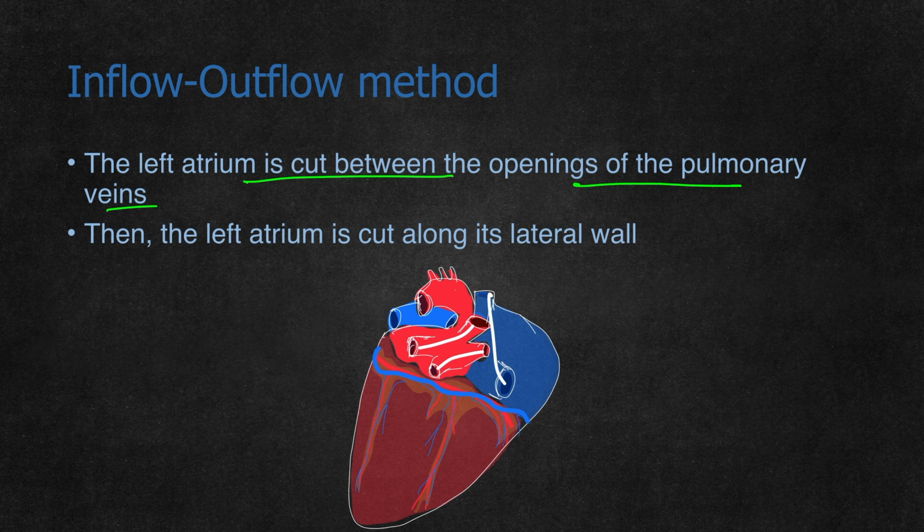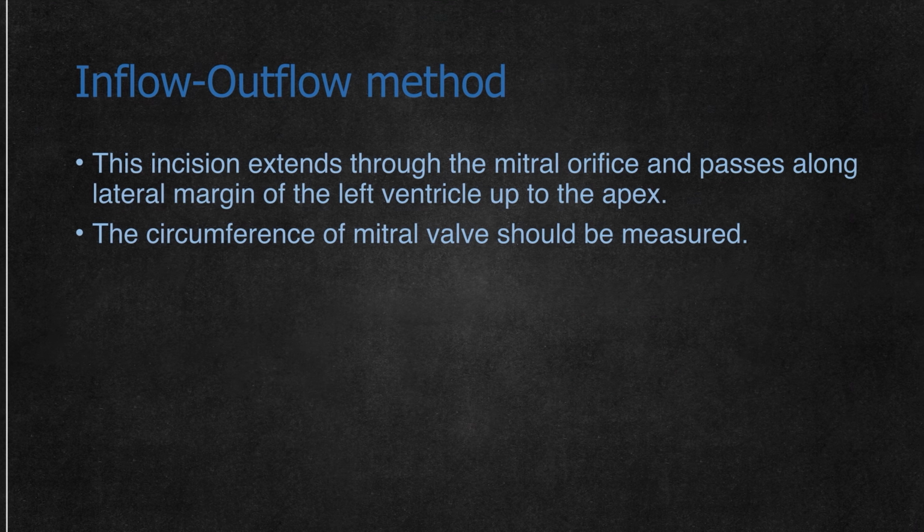After the third incision, the left atrium is cut between the openings of the pulmonary veins. So the pulmonary veins are cut along their openings, and the left atrium is cut along its lateral wall. So by cutting the pulmonary veins, we expose the left atrium, which is present here. The left atrium is exposed and we can examine it for thrombus.